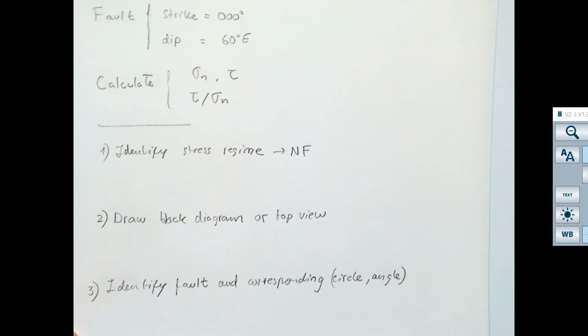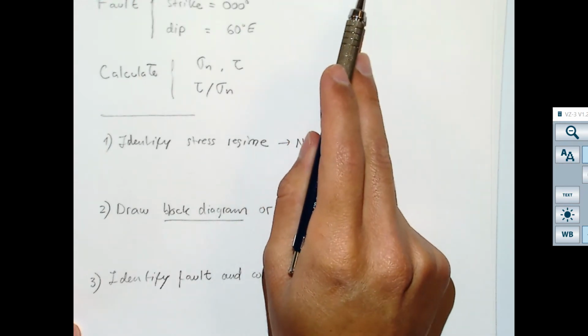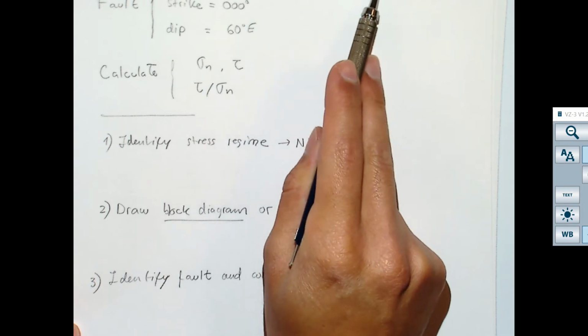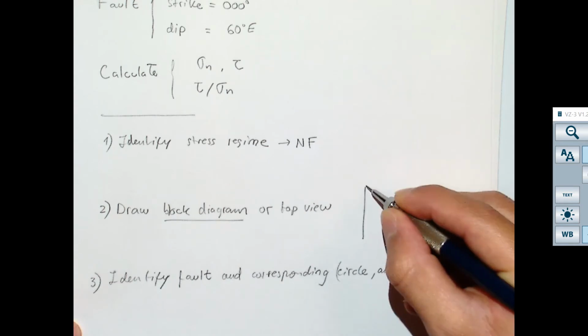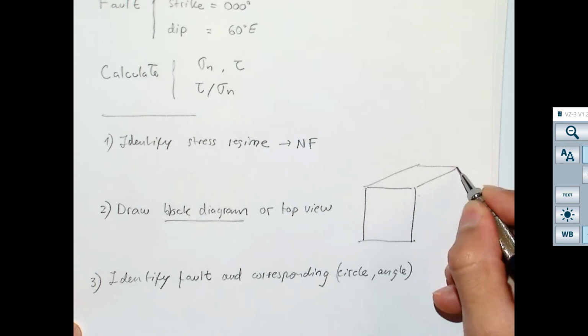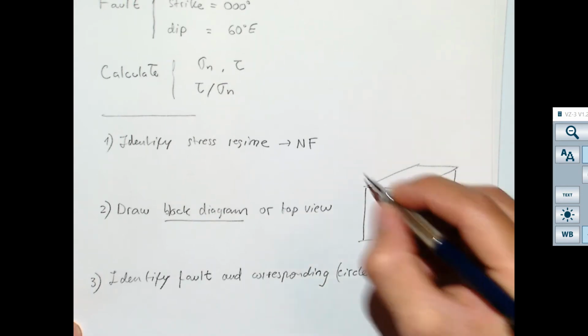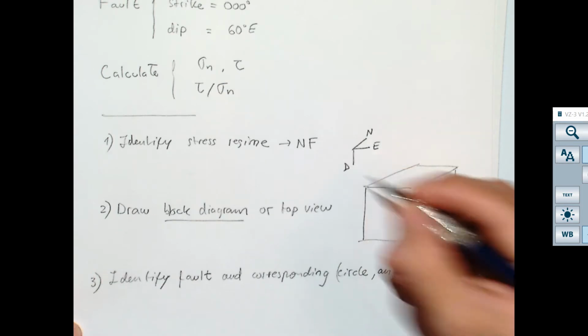Then now let me draw the block diagram for that. And I'm going to choose a block diagram because one of the stresses is aligned with, in this case, the east-west direction, so it's going to be relatively easy. So the block diagram for this is going to look something like this. This is my block, where the north is in that direction.